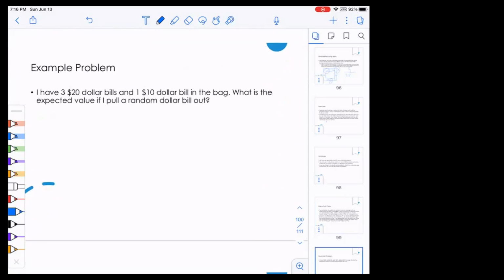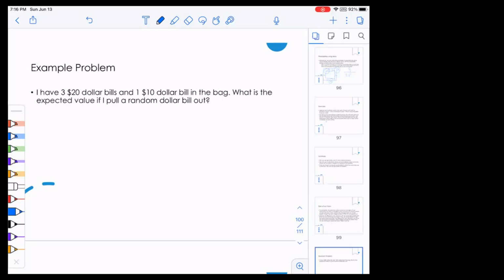So I have an example problem here. I have three $20 bills and one $10 bill in the bag. What is the expected value if I pull a random dollar bill out? Here we have to think of this as an average of multiple numbers, right? So what we do here is we have to see the probabilities of each of the outcomes. Since there are 4 bills and three of them are 20, and expected value is the average of all the outcomes of an experiment if you were to do a lot of them.